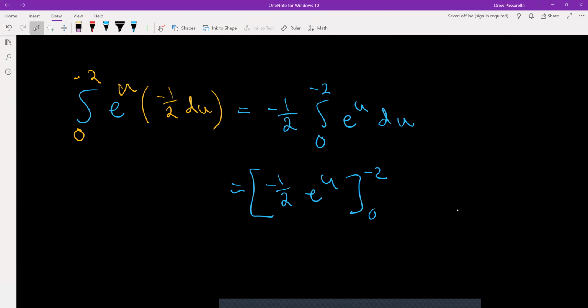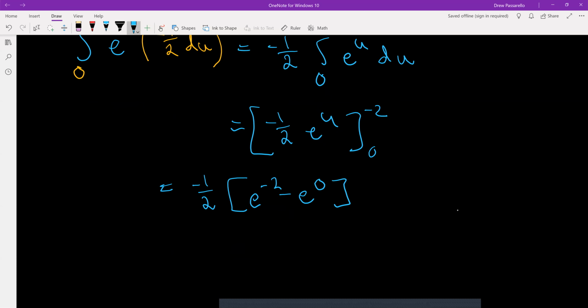All right, so I'll factor out the negative 1/2 and then apply the fundamental theorem. So I do e to the negative 2 minus e to the 0. All right, that's our f of b minus f of a. Well, this is negative 1/2 times, and e to the negative 2 is 1 over e squared. And e to the 0, any number raised to the 0 power is 1. So that's going to be minus 1.